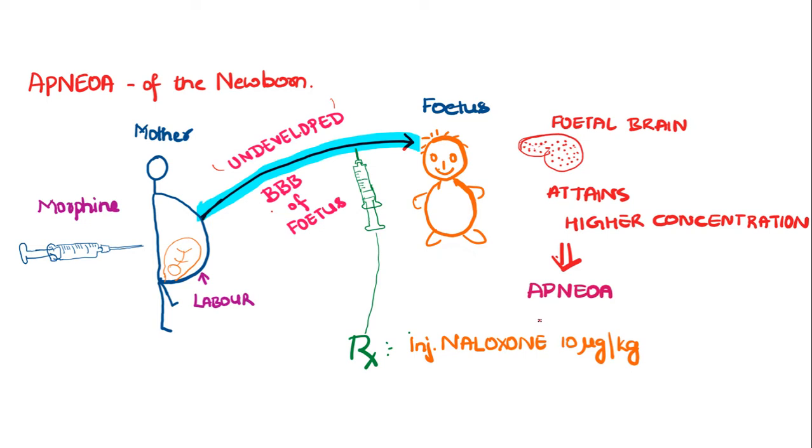So how do you treat this condition? You can inject naloxone, which is the treatment of choice, 10 microgram per kg. It has to be injected in the umbilical cord.